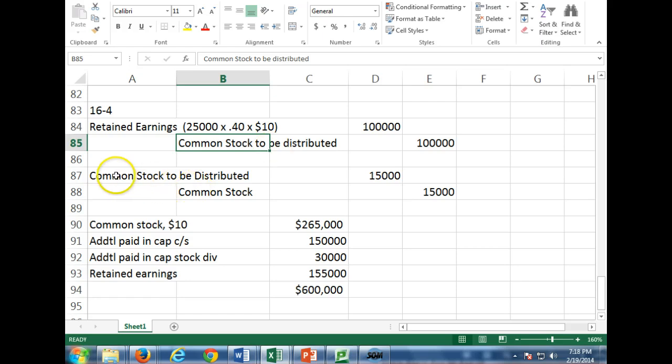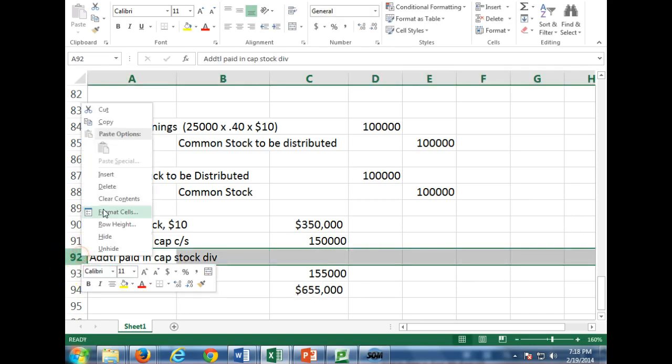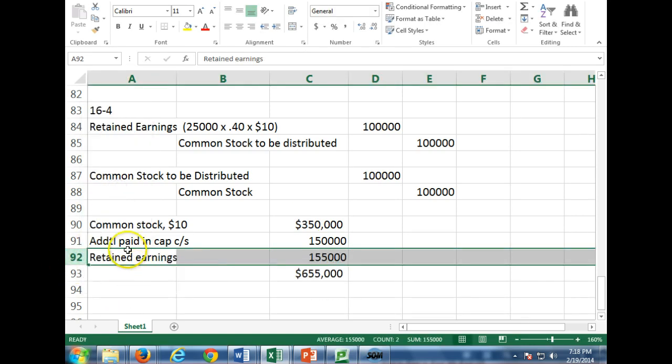And once it's distributed, what are we going to do? We're going to debit it and credit it all for common stock. Okay? So if we do that, then what is our common stock amount? 350? Because we're not going to have any additional paid-in capital down here. It's all going right into common stock at par value.